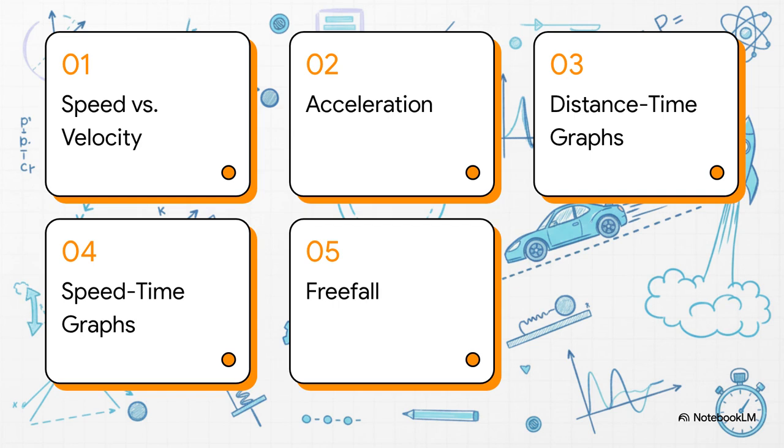Okay, here is our game plan for today. We're going to start with the basics, speed versus velocity. Then we'll level up to acceleration. After that, we are going to become absolute masters at reading both distance-time and speed-time graphs. And for the grand finale, we'll tackle that classic real-world example, free fall. This is your roadmap to absolutely nailing these questions.